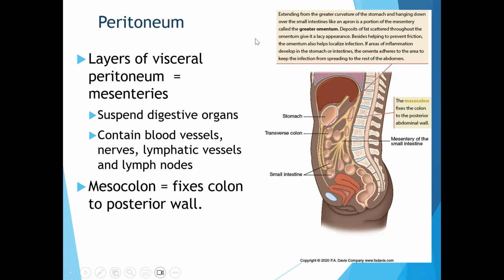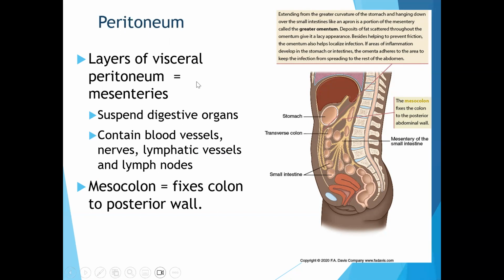So the entire peritoneum is considered from this greater curvature of the stomach, and it will hang down all the way down over the small intestine. And so there's kind of a large, what they call an apron of mesentery. That's known as your greater omentum. That's just a very, very large portion of the mesentery. It's also very important because it's so large, it has a very large number of blood vessels, nerves, lymphatic vessels, all that stuff we just discussed.